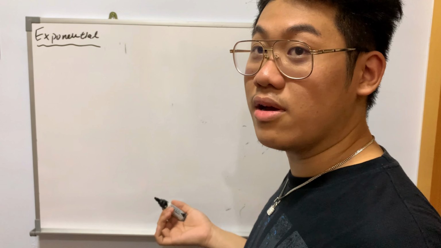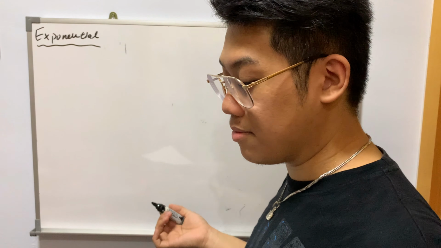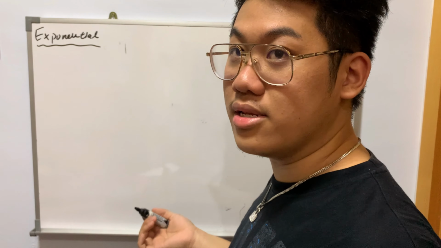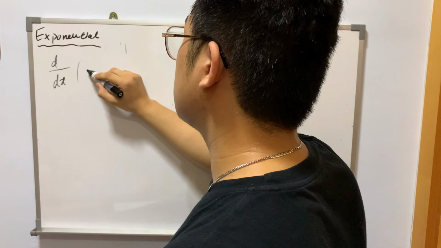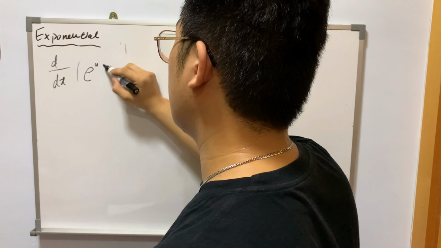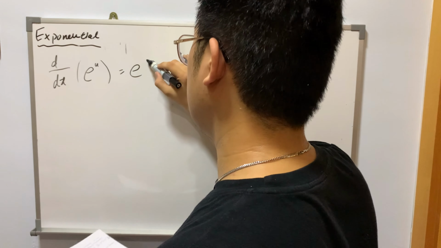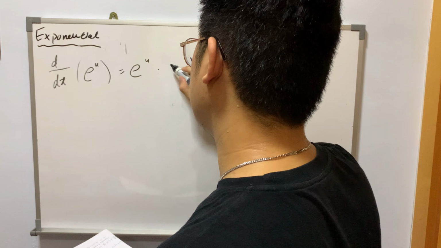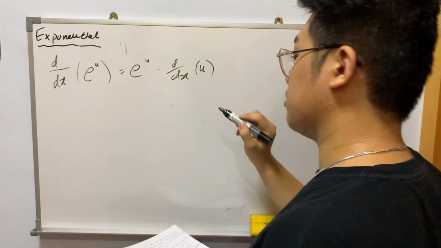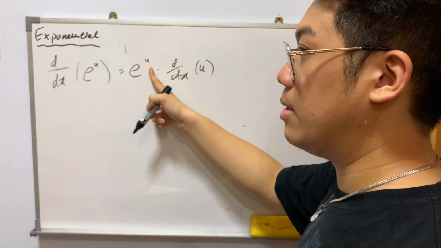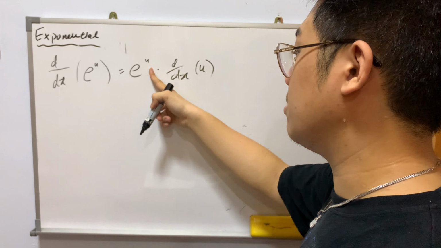The rule of thumb for deriving an exponential function is that it follows a formula such as this: d over dx of e to the power of u equals e to the power of u times d over dx of u. So u can be any expression that is in the power of e.